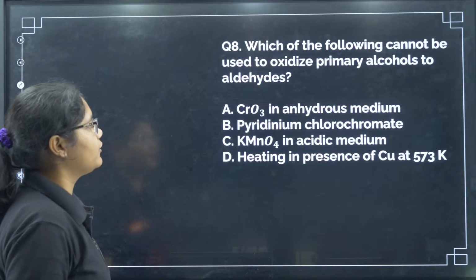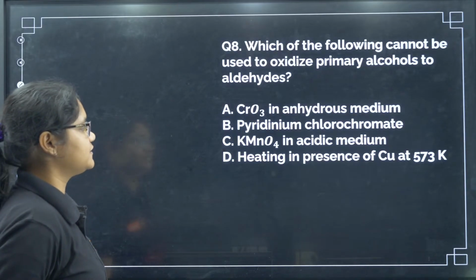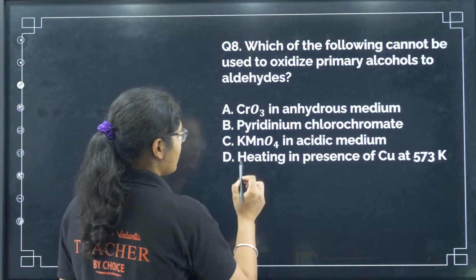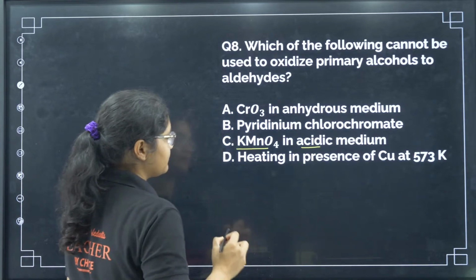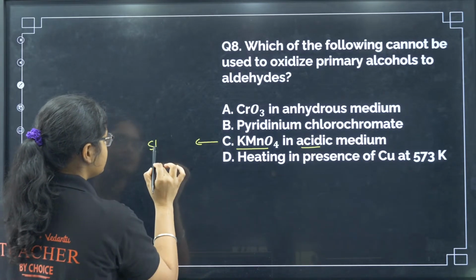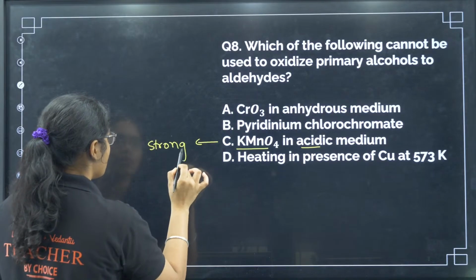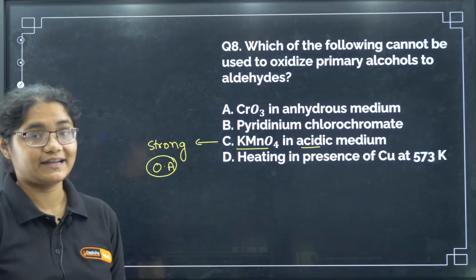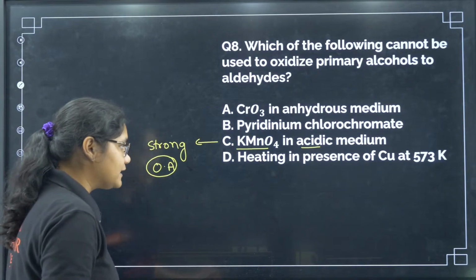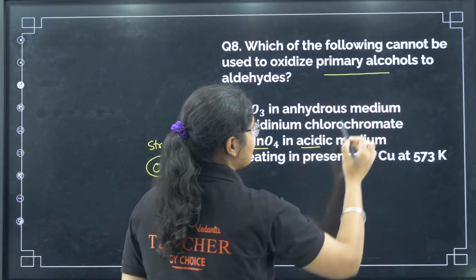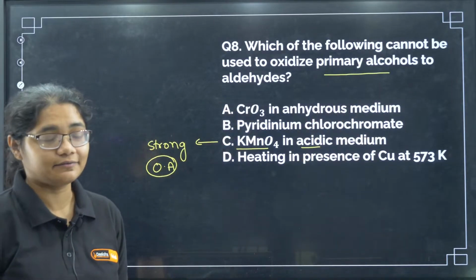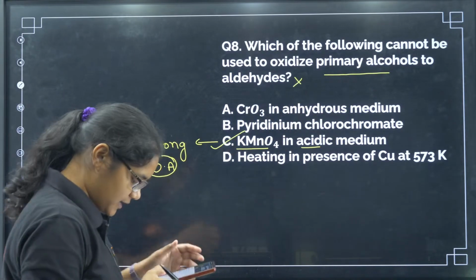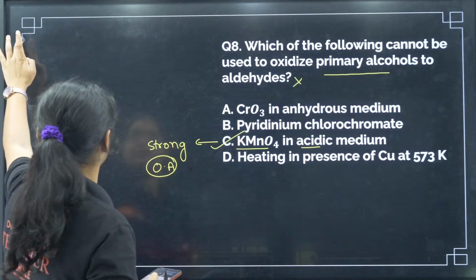Yes. Next, question number 8. Which of the following cannot be used to oxidize primary alcohol to aldehydes? Yes. So, primary alcohols to aldehyde. KMnO4 in acidic medium. This KMnO4 is a strong oxidizing agent, right? If it is a strong oxidizing agent, then it will directly oxidize primary alcohols to carboxylic acid. We will not get aldehydes there. So, option number C is the correct answer. Yes, all of you are correct here.